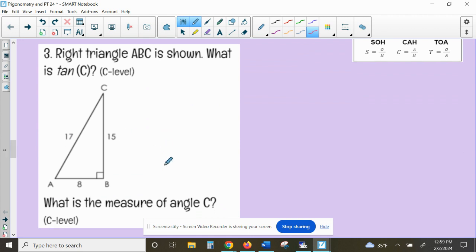So we have a right triangle, ABC. Good, because remember, we can't use any of this if we don't have right triangles. Right triangle ABC is shown. What is tangent of C?